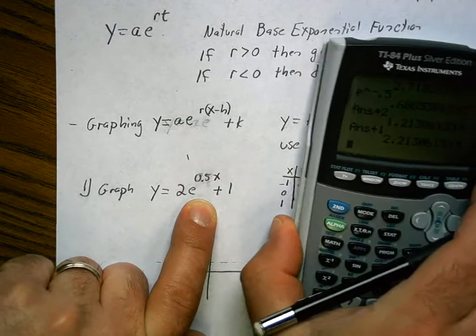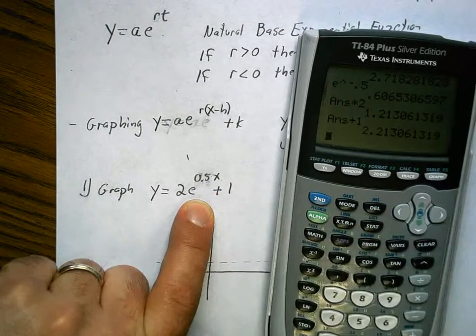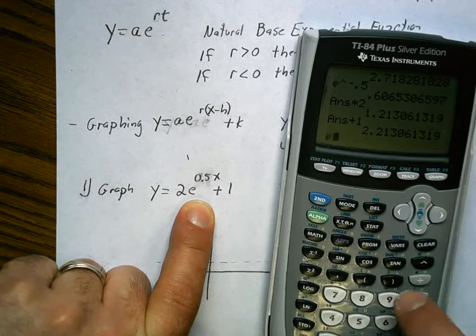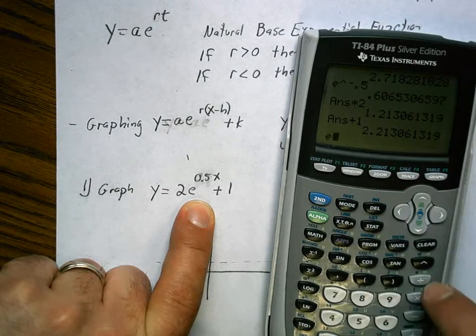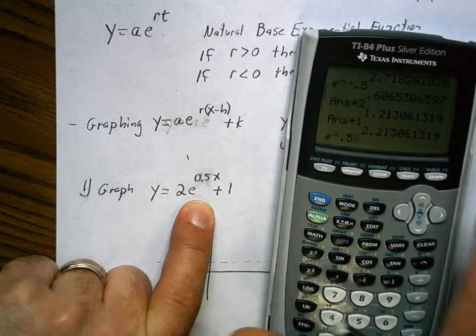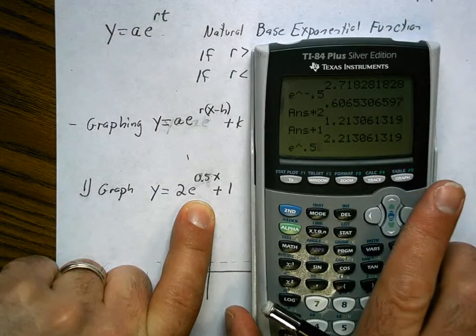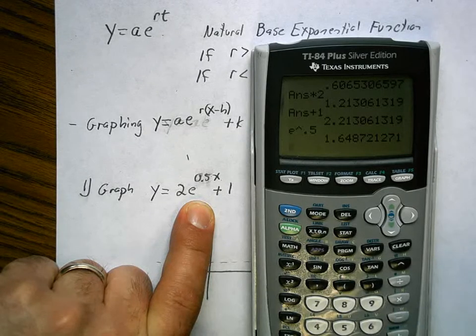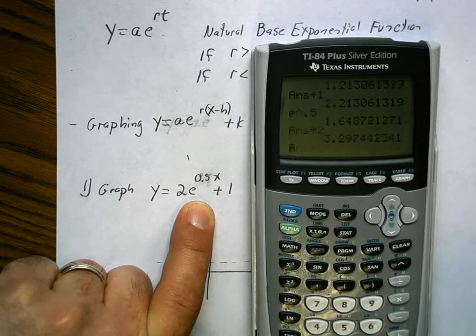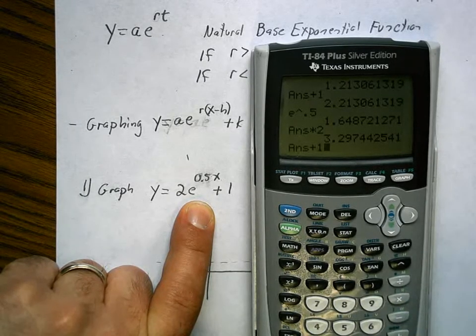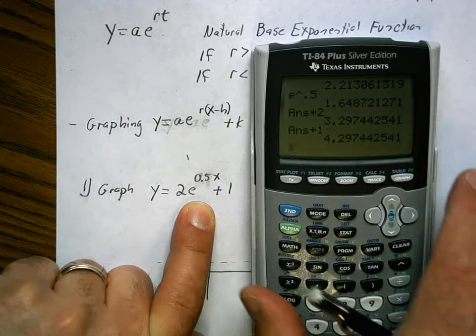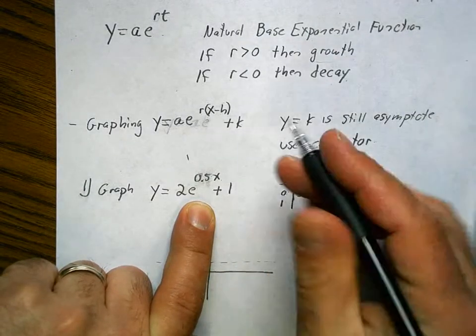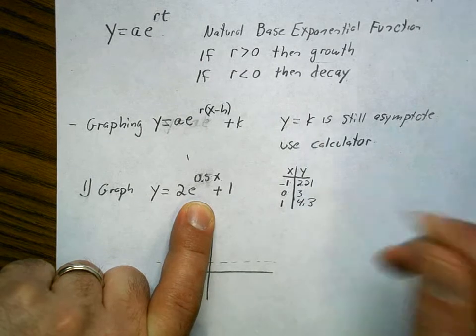Okay, let's plug in 1. 0.5 times 1 is 0.5, so let's go e to the 0.5. I get 1.64 times 2, 3.29, plus 1, 4.29, so 4.3 actually. Got my three values.